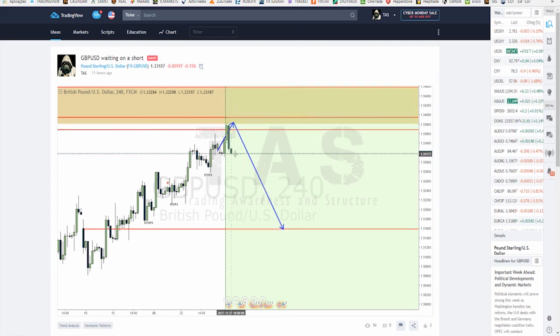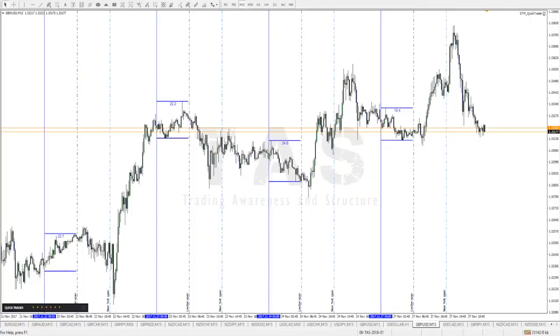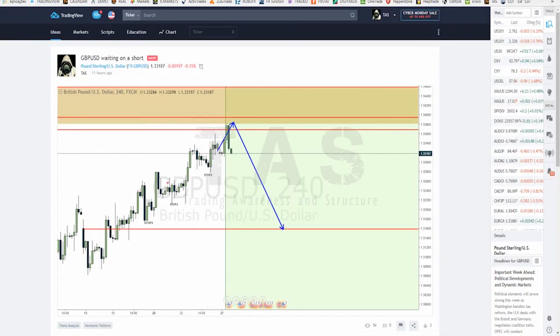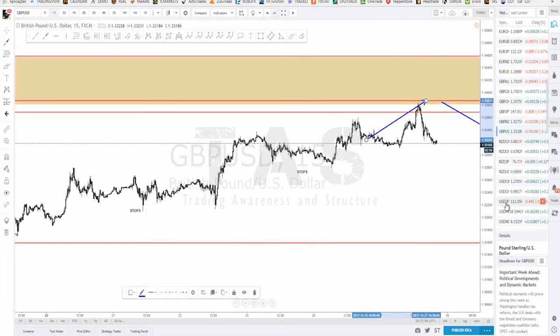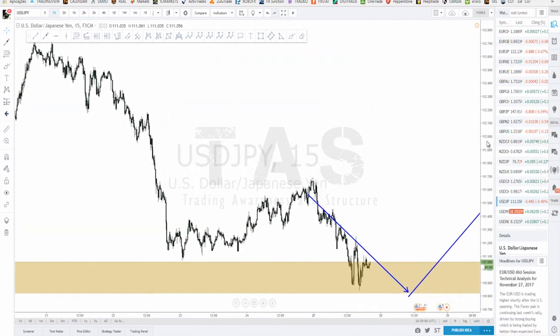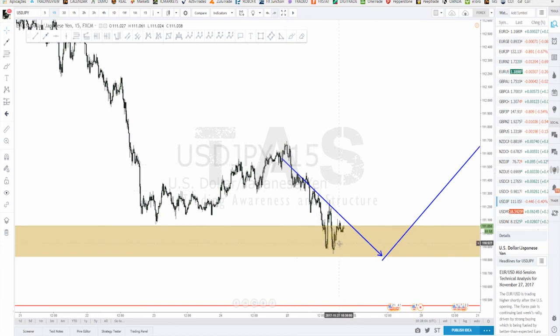So we'll try pound dollar tomorrow, and let's think, if pound dollar tomorrow goes lower, what should happen to pound yen? Probably should go lower as well. Let's see what's happening with dollar yen. Okay, nice. So dollar yen could be a good trade to buy tomorrow, in my opinion.